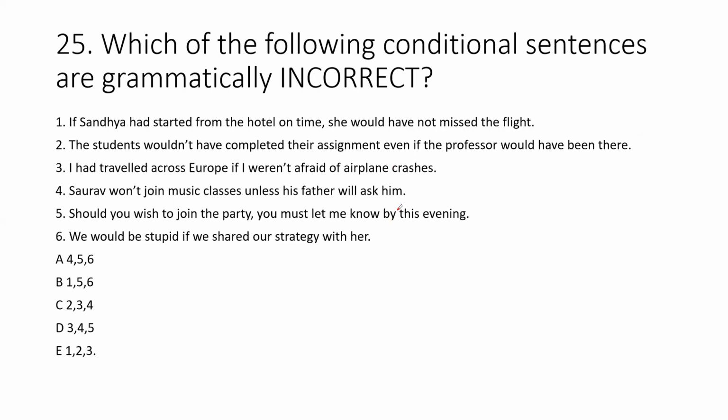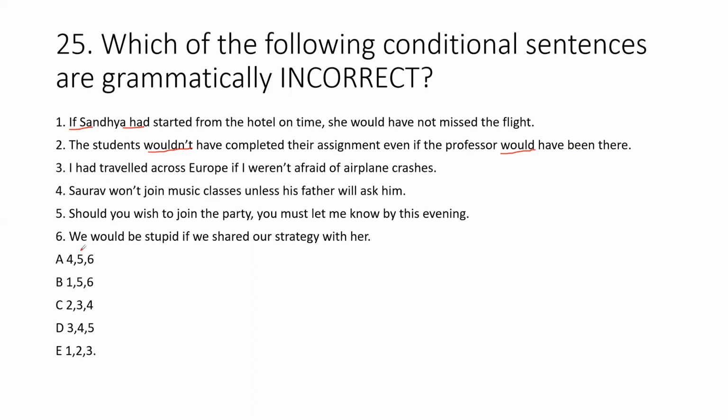Question number 25. The question says, which of the following conditional sentences are grammatically incorrect? So we're looking for incorrect sentences. Sentence 1. If Sandhya had started from hotel on time, she would have not missed the flight. So the conditional is correct. If is there, had is there, would is there, so I can hold it. This is a correct one. Sentence 2. The students wouldn't have completed their assignments even if the professor would have been there. A sentence cannot have two woulds if we're talking about a conditional. So sentence 2 is an incorrect sentence.